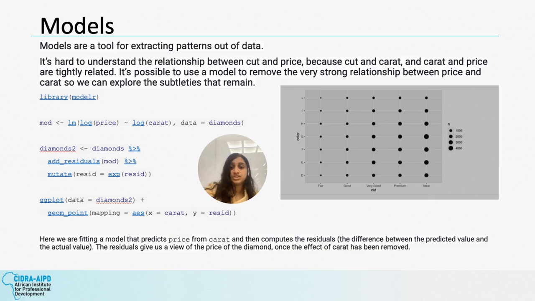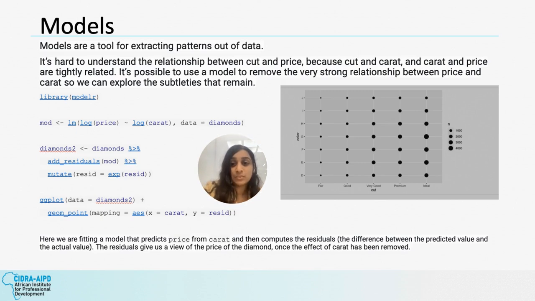By adding residuals to the data set, we can calculate the residuals of a linear model for each observation, and residuals represent the portion of price that's not explained by carat in the model. So the residual equals the actual log price minus the predicted log price. We use the mutate method to convert the residuals back to the original scale of price, since the model used logarithmic transformations. The third step is to visualize residuals.